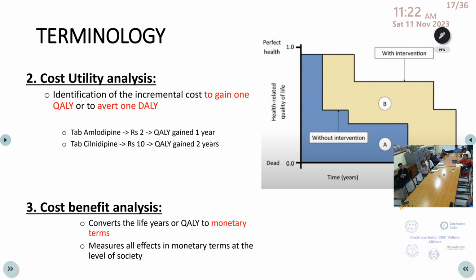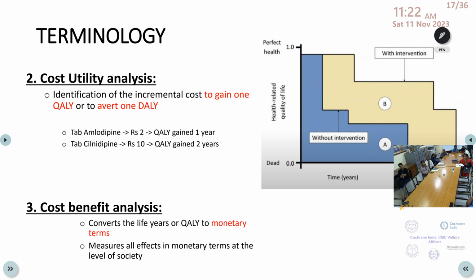So for an example, amlodipine, which costs 2 rupees, previously in the cost effectiveness analysis we saw reduces the BP by 2 millimeters of mercury, and it is assumed that at the end, that 2 millimeter reduction of blood pressure might cause a quality of life gain of 1 year. Whereas cilnidipine, which causes a 10 mm reduction in mercury, gives 2 quality years gained. So this is how you represent a cost utility analysis.